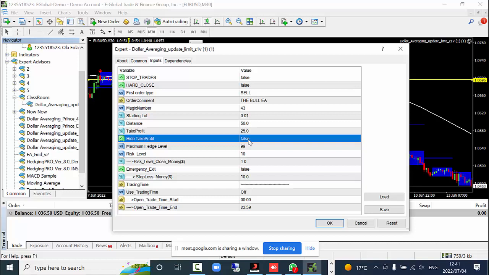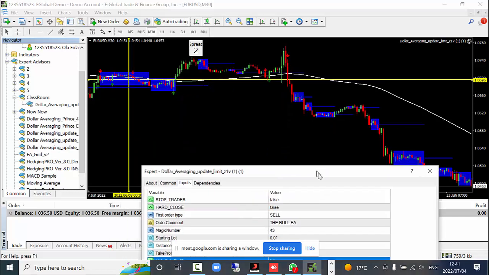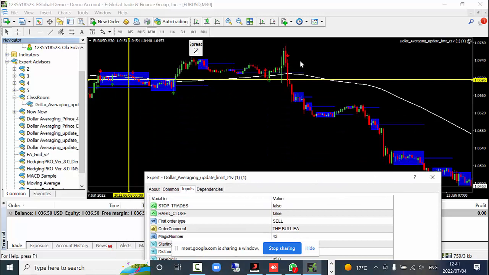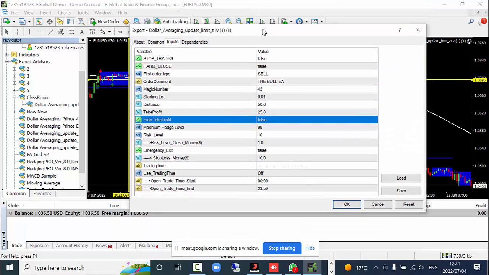Does the robot not give a signal on which market you should go in? Okay, let me quickly answer that. You remember that the first thing we started with is the indicator. The indicator gives you the signal. You now put on the robot to trigger the trade and manage it for you so that you don't sit down.